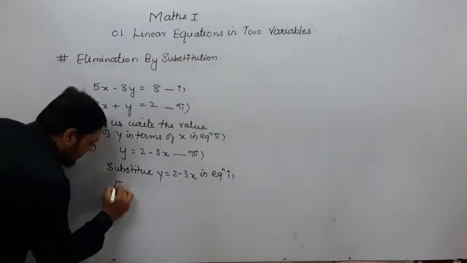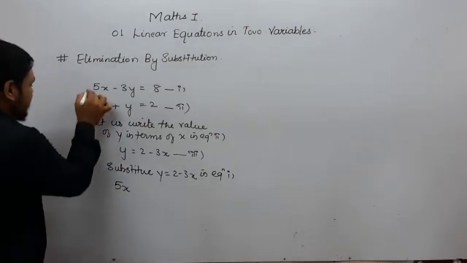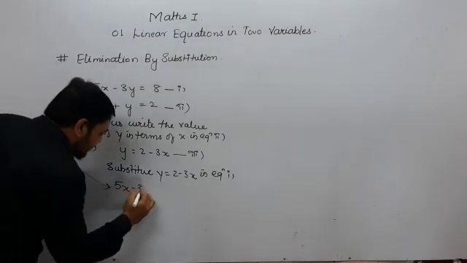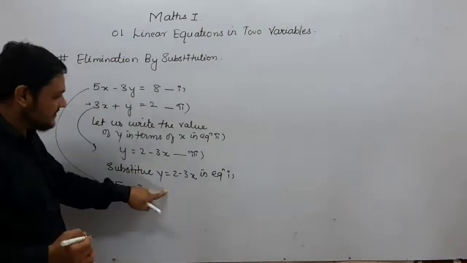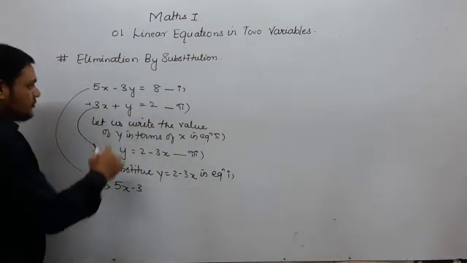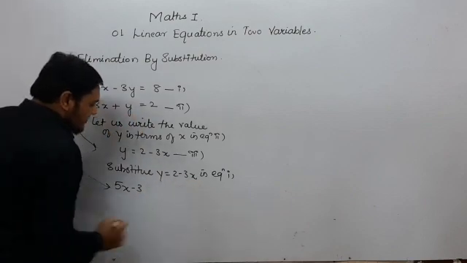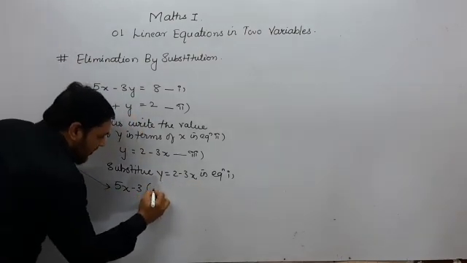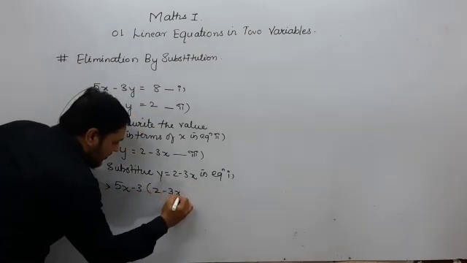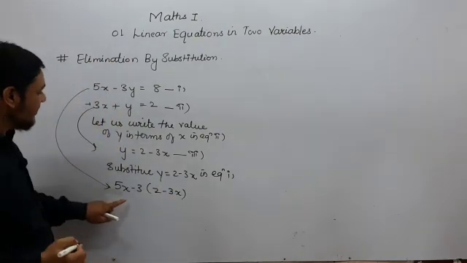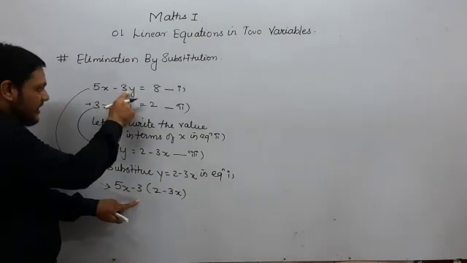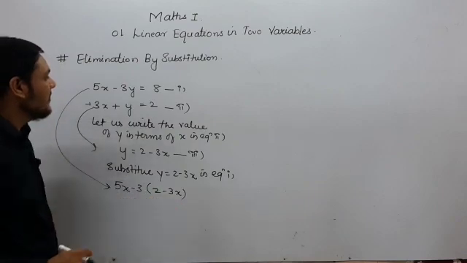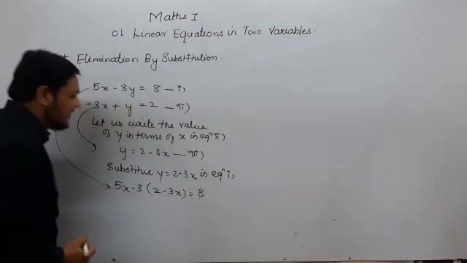Equation 1 is 5x minus 3y. Now the value of y is 2 minus 3x, so instead of y we will write 2 minus 3x. Here it is 5x minus 3, and instead of y we are writing 2 minus 3x, equal to 8, which stays as it is.